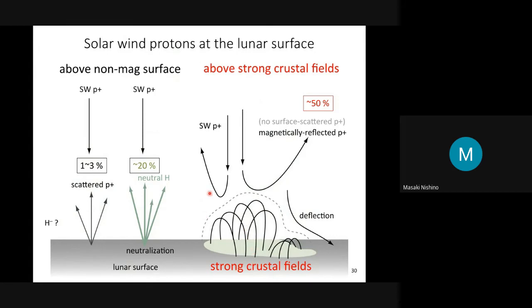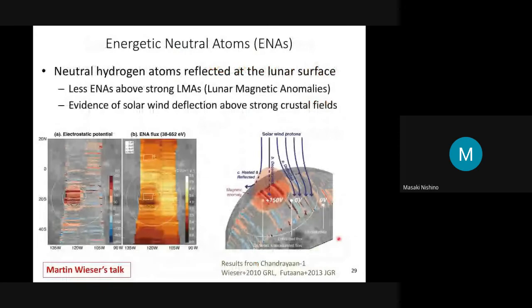And above strong crustal fields, up to 50% of incident solar wind protons are reflected by magnetic fields or the upward electric field. And some of them might be deflected, and this deflection is consistent with the result of neutralized energetic atoms. So please stay tuned to Martin's talk.